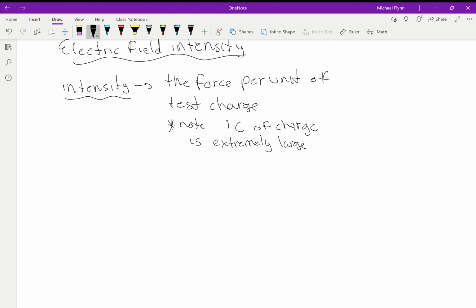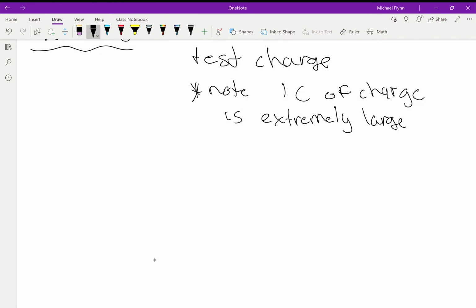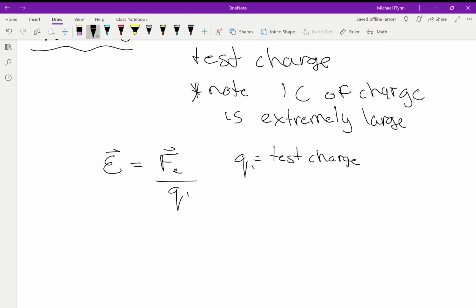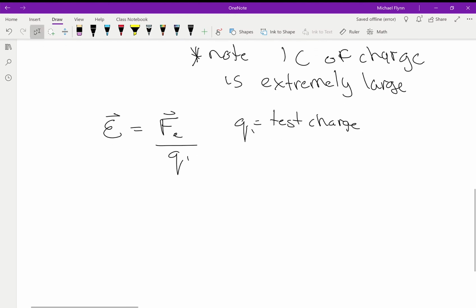All right, so anyway, this is the definition of field intensity. Now we use a Greek letter epsilon for field intensity, with a little vector on it. Epsilon is equal to the electric force, which is also a vector, divided by Q, and Q is your test charge. So might as well call it Q1, because now there's Q1 and Q2. We'll call Q1 the test charge, and Q2 is the charge that you're testing the field around.